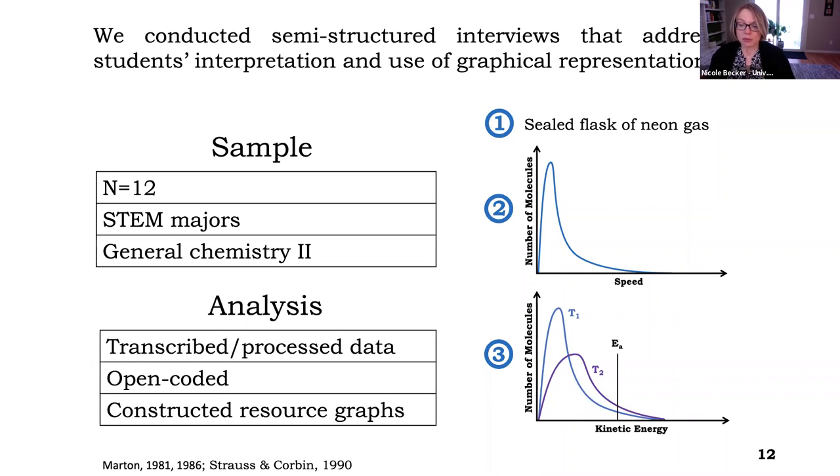In the third prompt, we presented students with a distribution graph showing number of molecules versus kinetic energy for a chemical reaction carried out at two different temperatures. The distribution plot included a vertical line near the tail of the graph labeled as activation energy. We again asked students to explain what they thought the graph was showing before asking them to predict which line would correspond to the faster reaction and why.